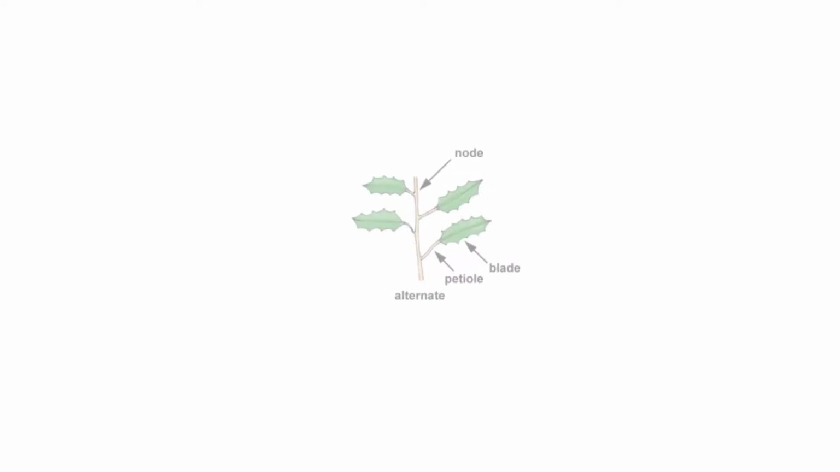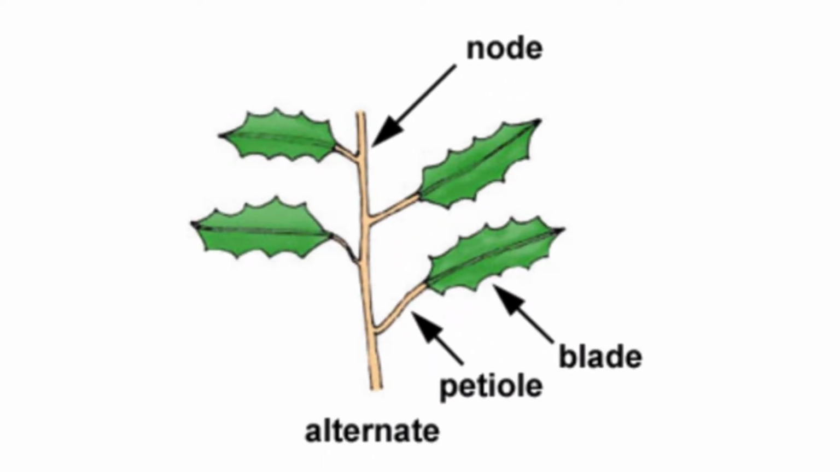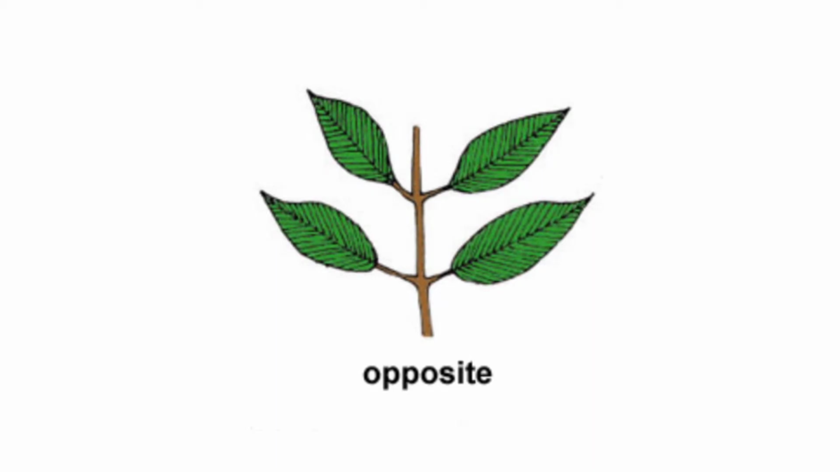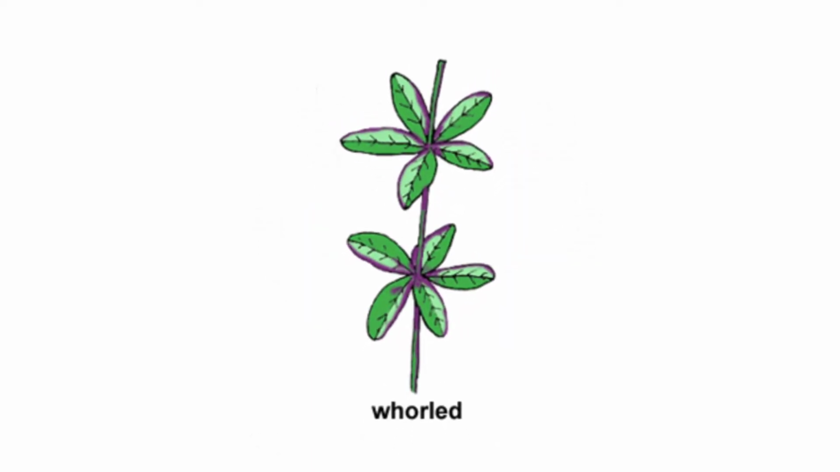Leaves are arranged in different ways on a stem. Plants with one leaf attached to a node have alternate leaf arrangement, while plants with two leaves attached to a node have opposite leaf arrangement. On the other hand, plants with 3 or more leaves per node have whorled leaf arrangement.